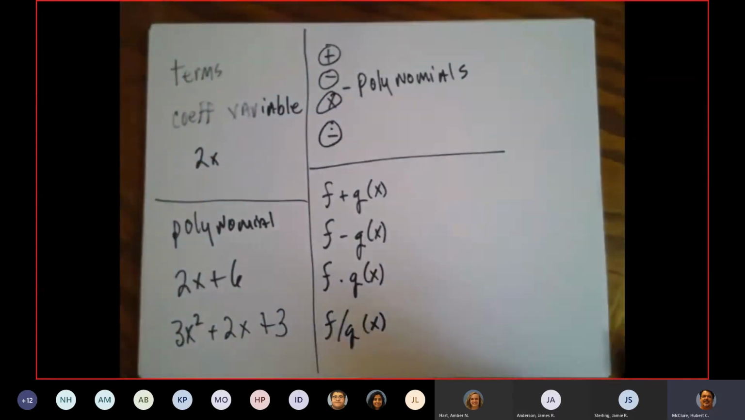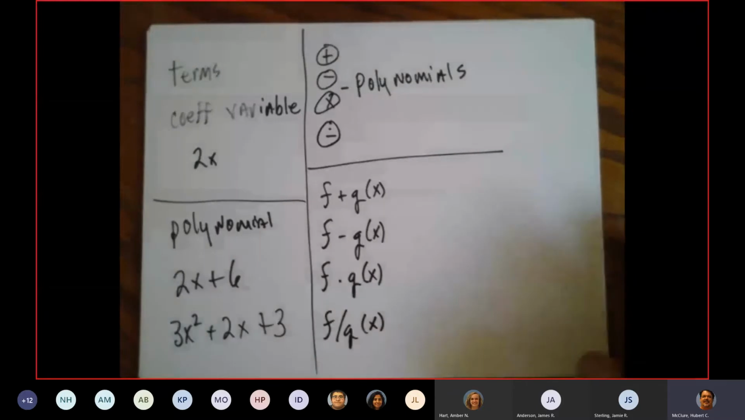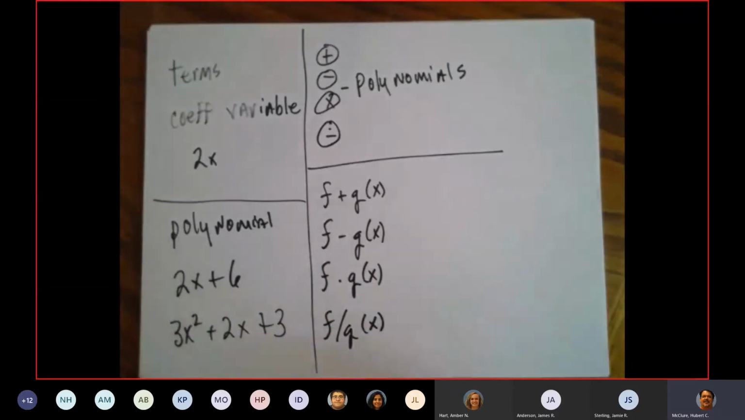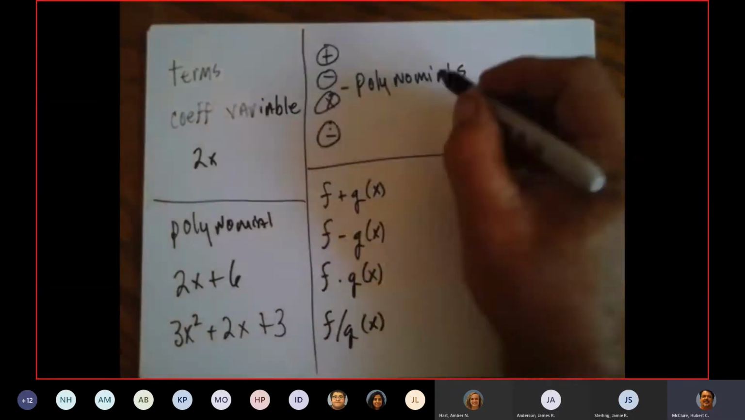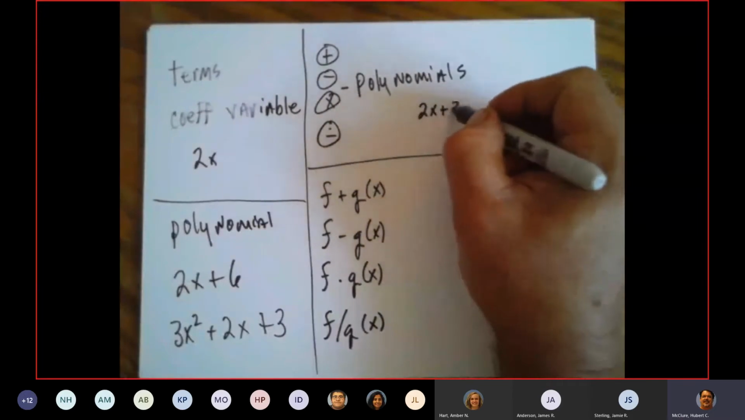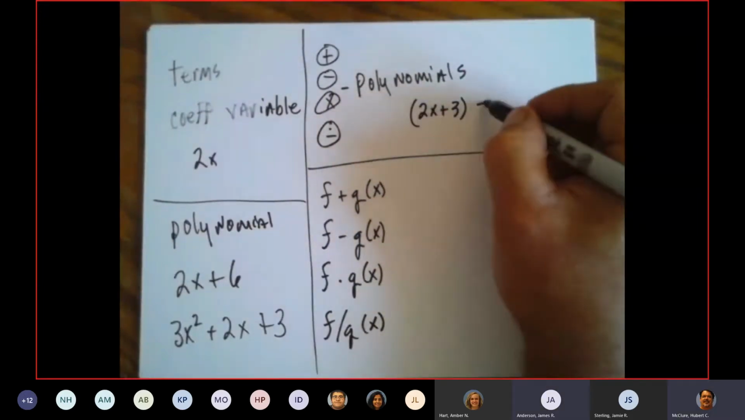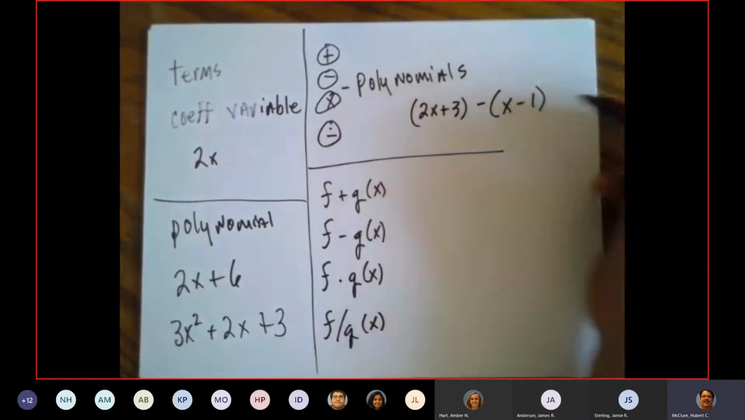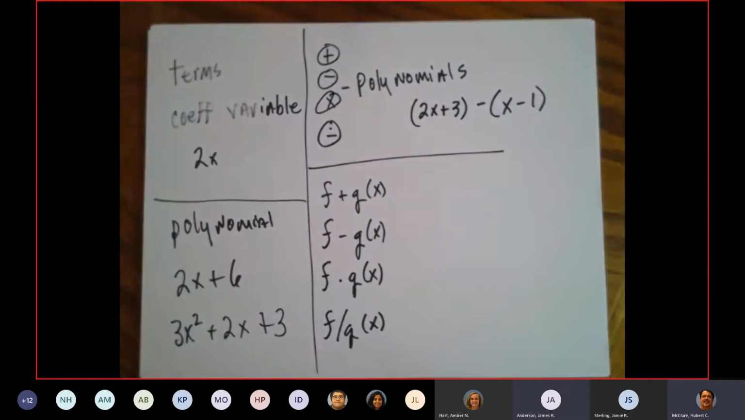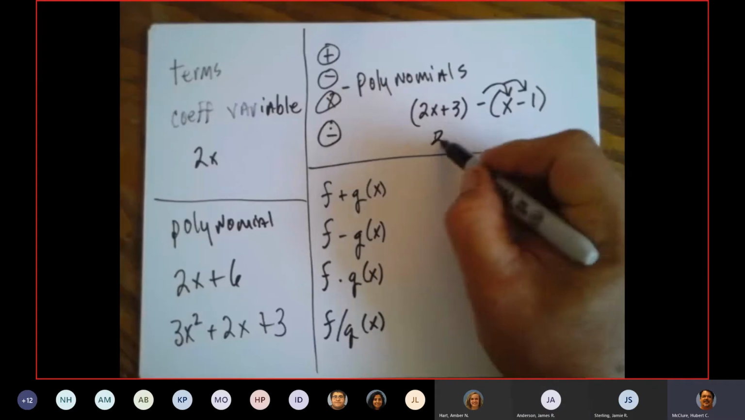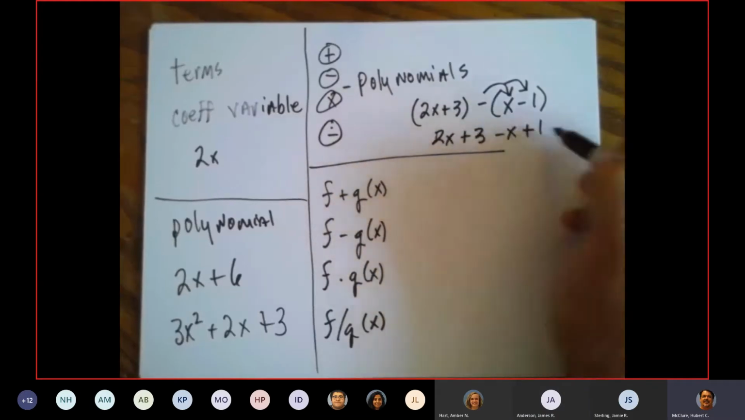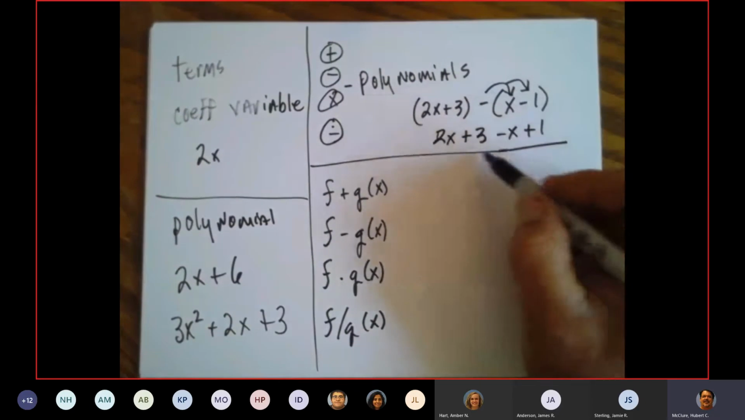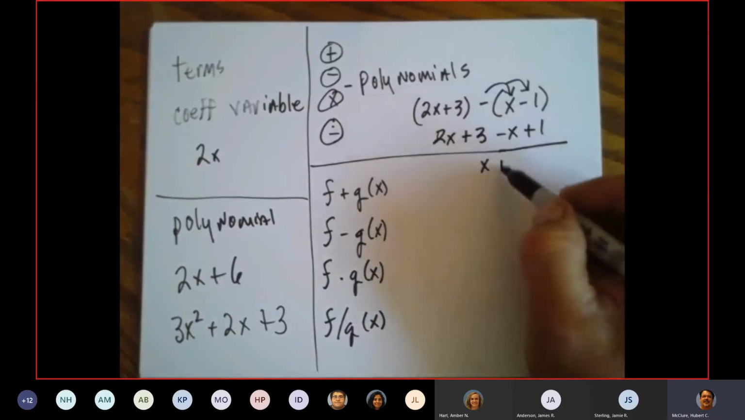So I'm going to take an example right quick, and I'm just going to show you that let's do minus: 2x plus 3 minus x minus 1. And this is old school. You distribute the negative, and you get 2x plus 3 minus x plus 1, and that gives you x plus 4.